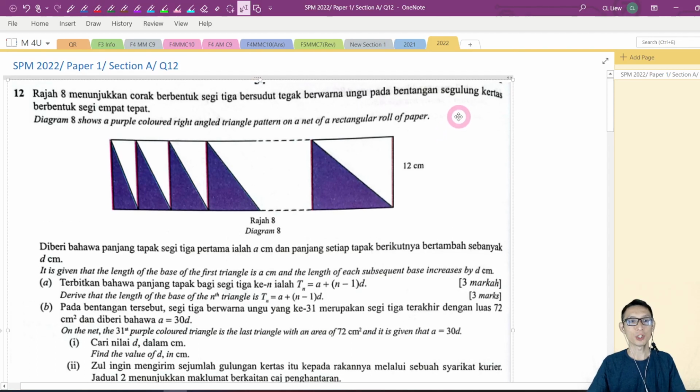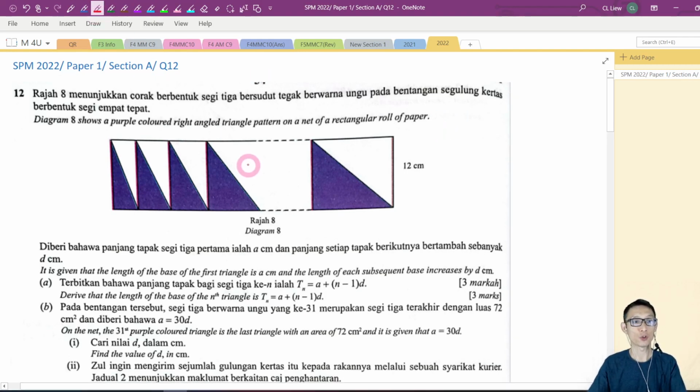Hi everybody, in this video let's try some questions from your Form 4 Math Chapter 5, Progressions. This question is taken from SPM 2022 Paper 1 Section A, Question 12. Diagram 8 shows purple right-angled triangle patterns on the net of a rectangular roll of paper.